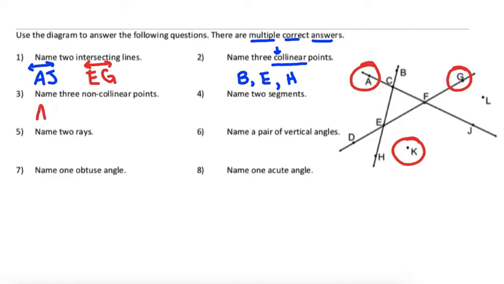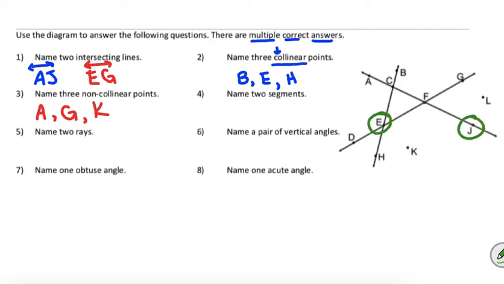So I have A is non-collinear with G. They could connect, but they couldn't also connect with K. So my three non-collinear points are A, G, and K. Keep in mind that there are multiple correct answers. Maybe you saw E, J, and L. Those would also be three non-collinear points.